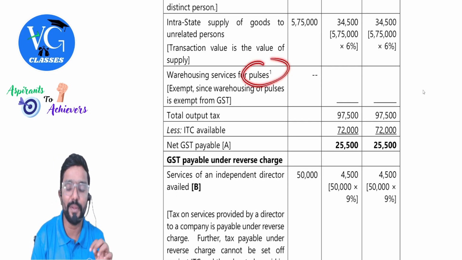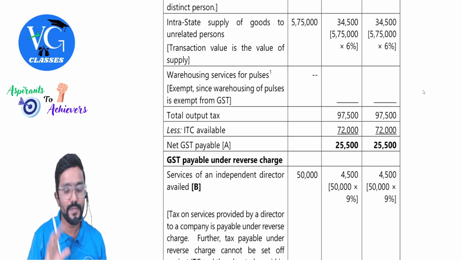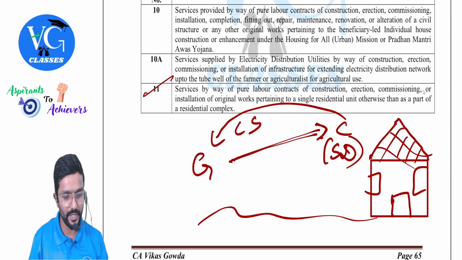Next, warehousing of pulses is exempt, guys. Warehousing of pulses is exempt. Let me just show it, one second. Pulses.